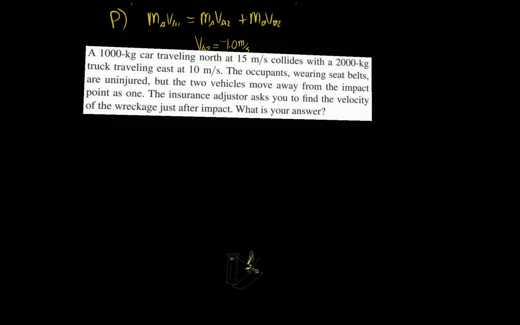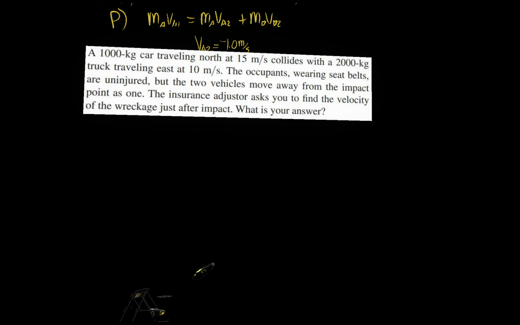The occupants wearing seatbelts are uninjured. It's cute that it tells you that. But the two vehicles move away from the impact point as one. The insurance adjuster asks you to find the velocity of the wreckage just after impact. What is your answer? So again, we're searching for final velocities.